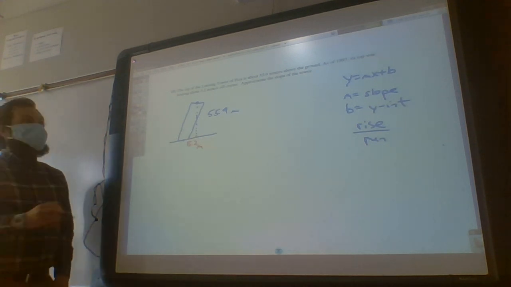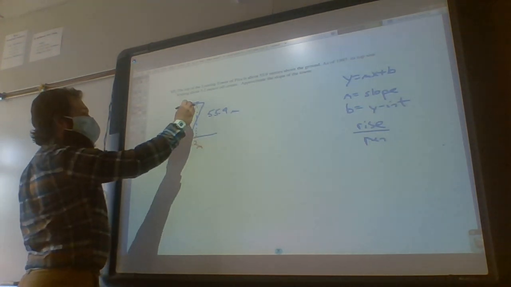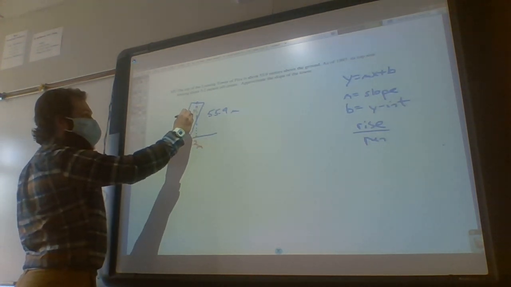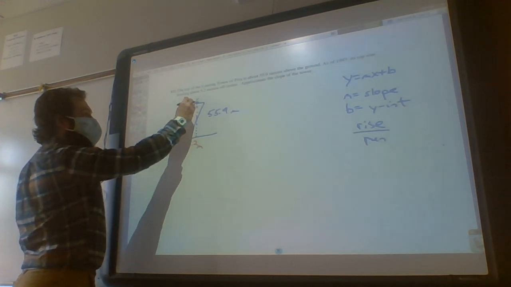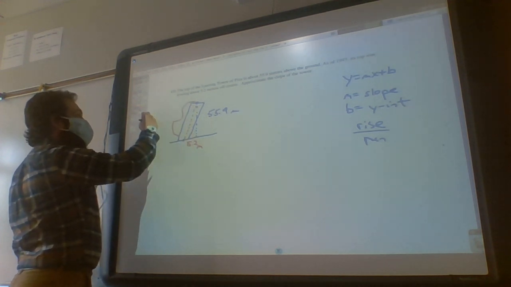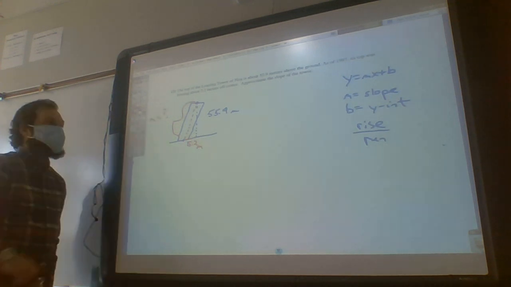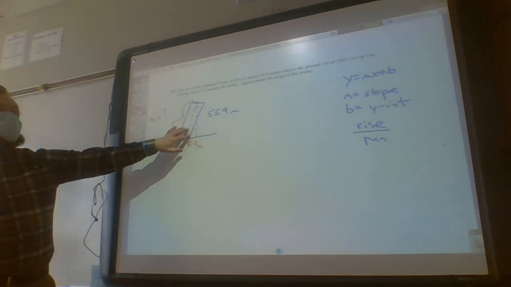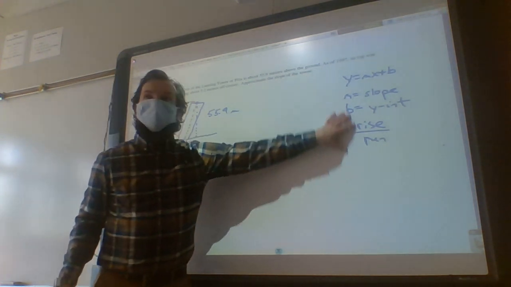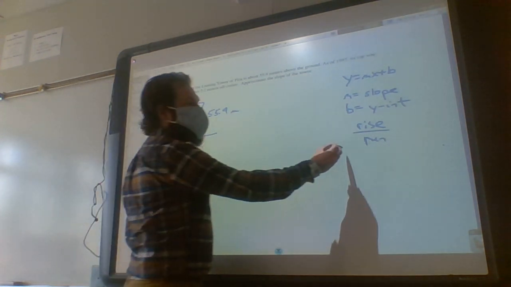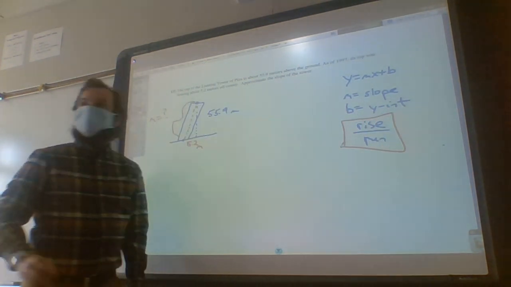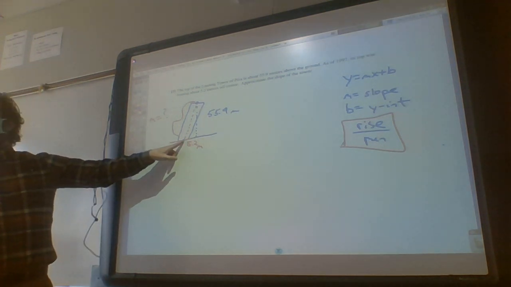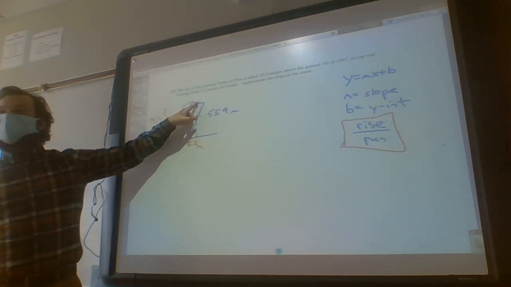They want to know, what is the slope? What is the slope? So based off of what they're telling us and what we know about slope-intercept, we can use this idea of rise over run to calculate the slope from the center of the bottom to the center of the top.